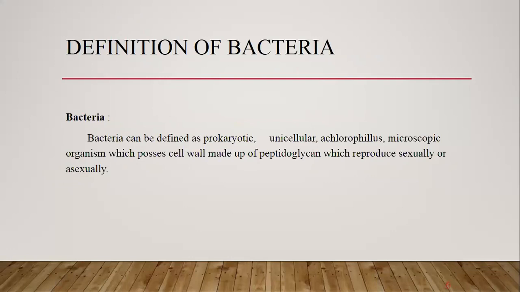Next, what is meant by bacteria? As we know, bacteria are a group of microorganisms which are prokaryotic, unicellular, achlorophyllous and microscopic organisms, which possess a cell wall made up of peptidoglycan, and which reproduce sexually and asexually. This is a short description of bacteria.